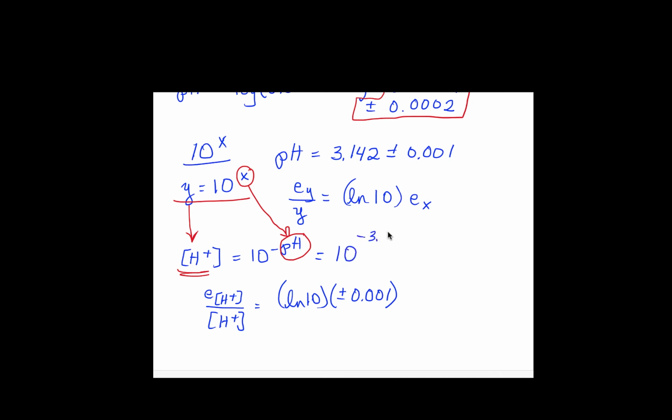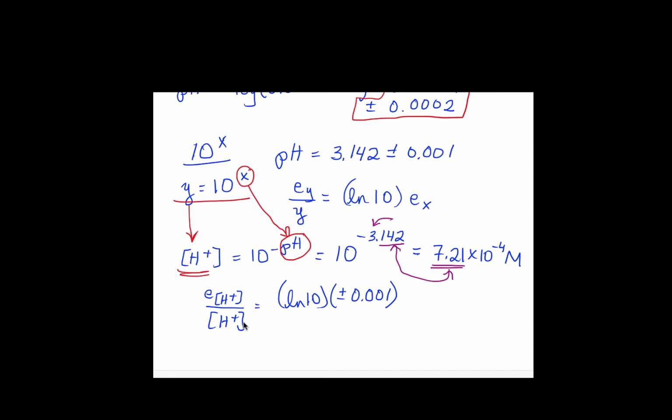10 to the minus 3.142. Pause the video here and calculate that. Hopefully, when you calculated that, you should get 7.21 times 10 to the minus 4 molar. Now stop for a second and ask yourself why I put down 3 significant digits here. Hopefully you remembered that we have 3 decimal places on the pH, and this 3 is a placeholder. And this is why these 3 significant digits match each other.